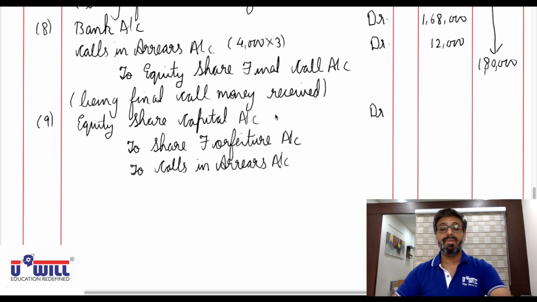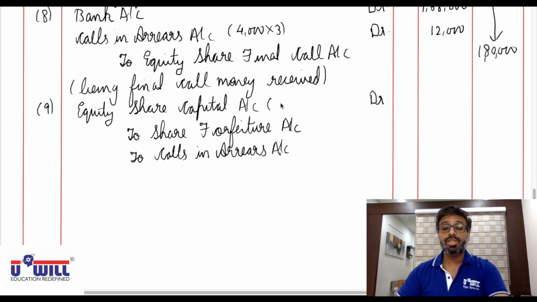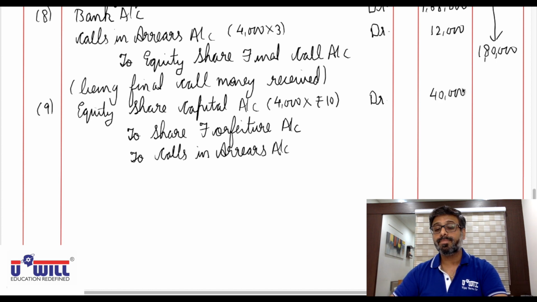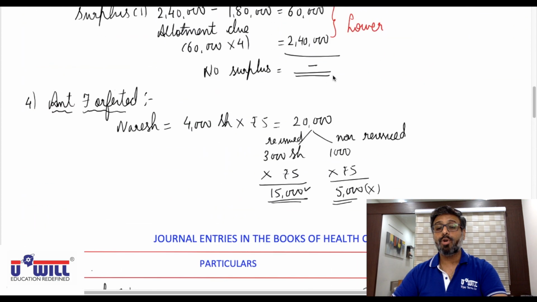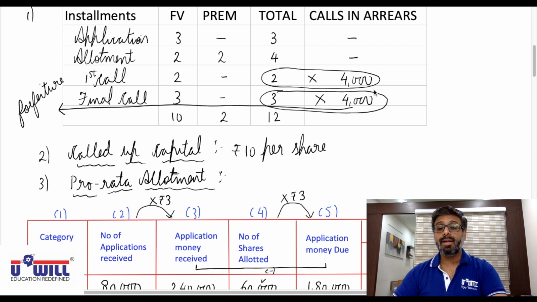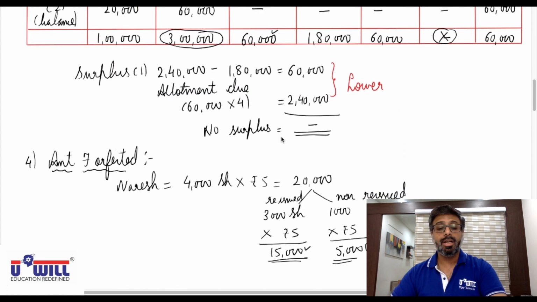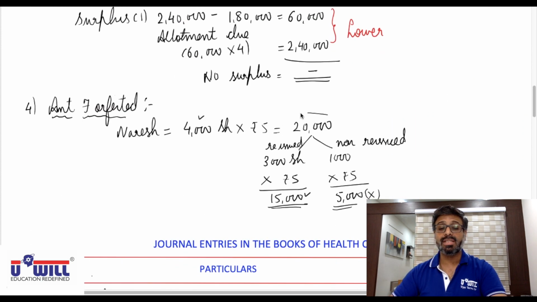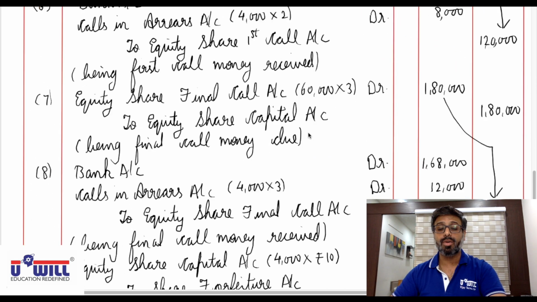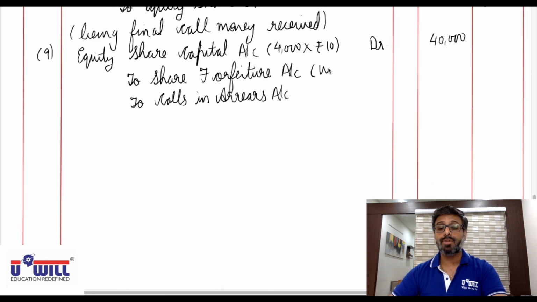Okay, security premium will not come. Now formula: equity share capital debit with number of shares forfeited, 4,000 into called up capital 10 rupees, so 40,000. All of you can see here 4,000 shares are forfeited and called up capital is 10 rupees, so 4,000 into 10, 40,000. Share forfeiture on 4,000 shares is 20,000 from working note 4.